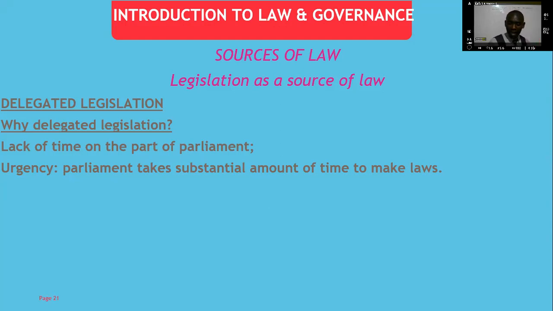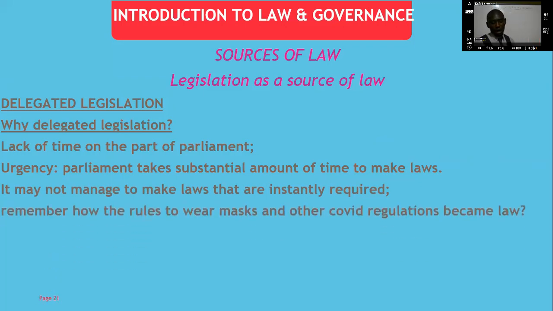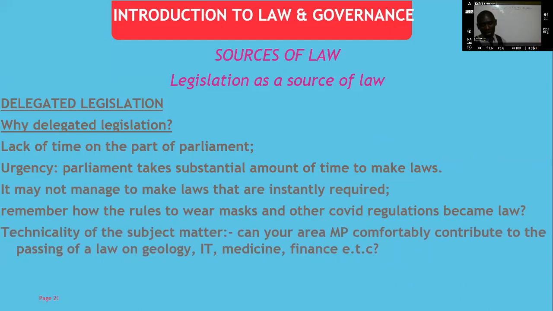So where there is urgency, instead of Parliament taking substantial time to make the law, you need delegated legislation so that another body that has a faster mechanism of making laws is able to pass the laws in that specific sector. Parliament will not be able to make laws that are instantly required. So that is under urgency. You remember how the rule to wear masks and other COVID regulations became law? They originated from the CS. They did not even start in Parliament.